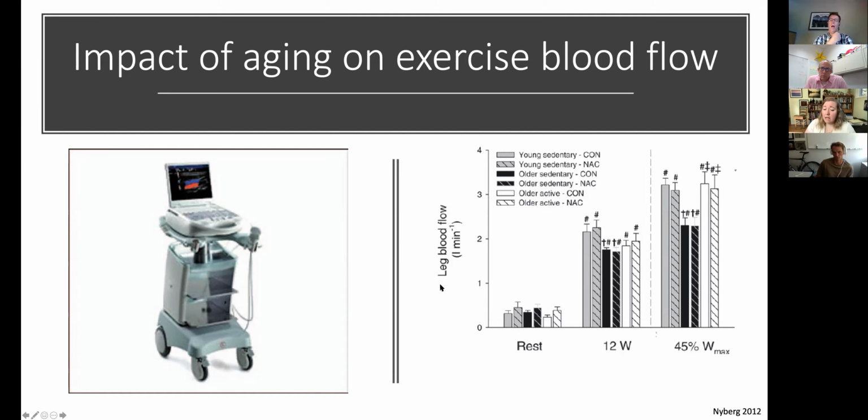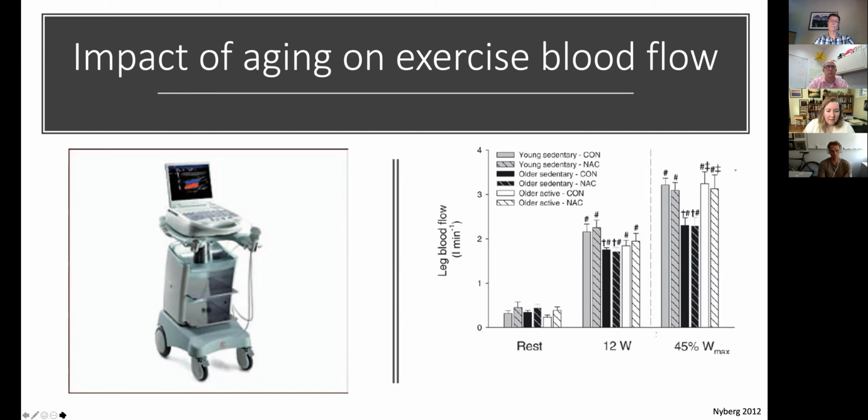When looking at the leg blood flow in milliliters per minute, they saw that when exercising at 12 watts, there is a decrease in the old sedentary and old active. So that means there is a higher blood flow in our young sedentary subjects. And when exercising at 45% of their max wattage, we see a decrease between our young sedentary and our old sedentary, but there's also a change between our old sedentary and our old active. As you can see from the graph, our young sedentary and our old active are pretty similar. So that would show us that being active is also very important.